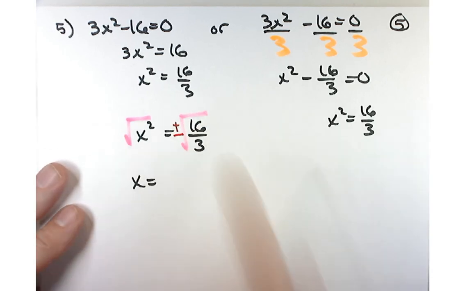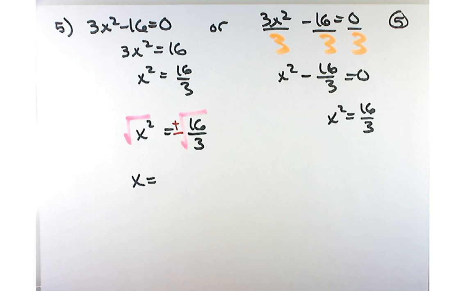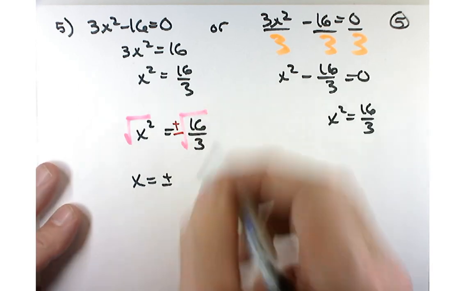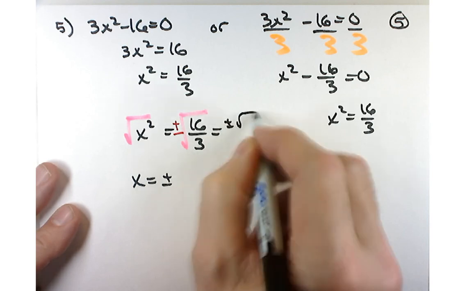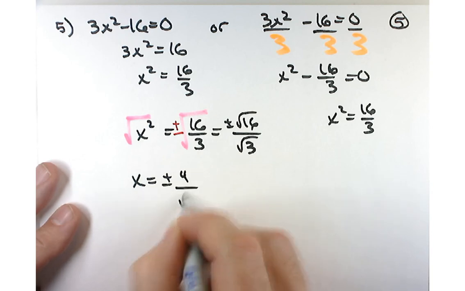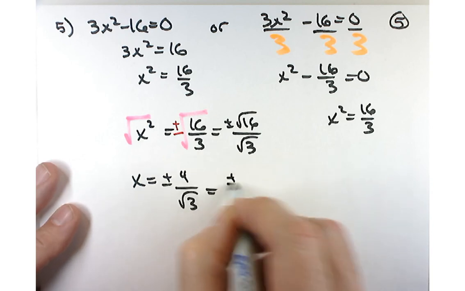Can anyone simplify that a little bit for me? 4 over square root of 3. All right, so the plus or minus is still out here. We're going to break this up into the square root of the numerator and the square root of the denominator. So it's going to be plus or minus 4 over the square root of 3.